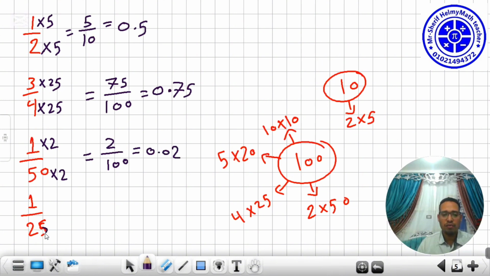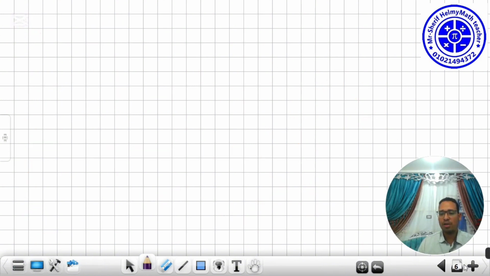Okay. If we have 1 over 25. First, think of this 25. You have to convert it to 100 or 1000 or 10. I can't make it 10, but I can make it 100. Multiply by 4 to be 100. So it will be 4 over 100, equal 0.04.